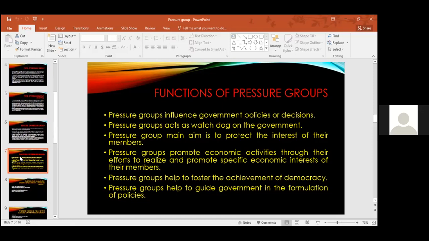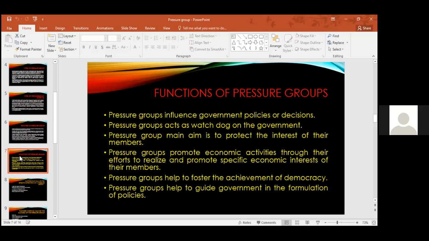So that is the idea of pressure group. For example, ASU is currently on strike because they want the government to do something. So they are currently influencing the government's decision to do a particular thing. So that is the idea of pressure group. The major function of them is to influence government policies or decisions.